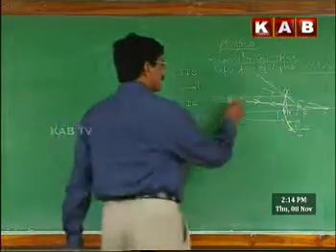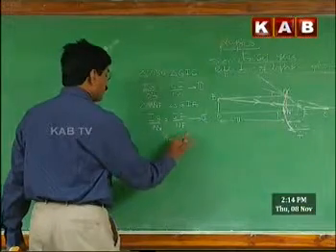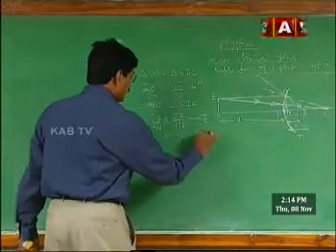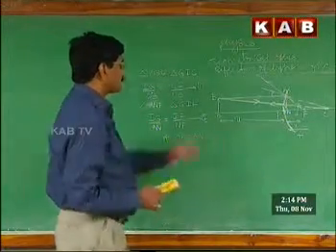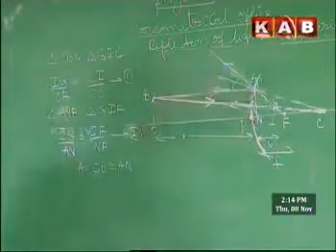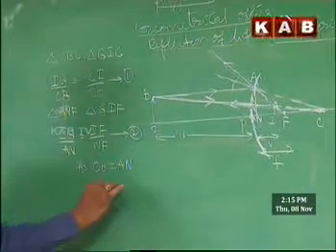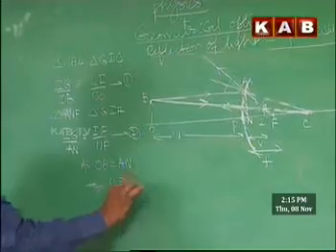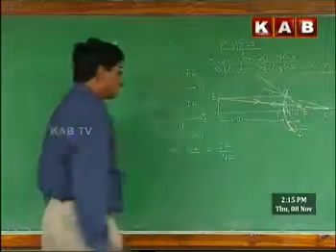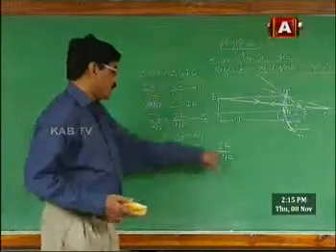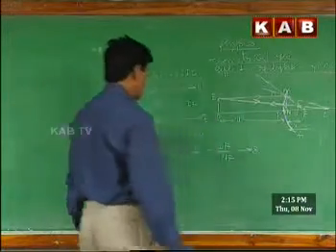But in this diagram, we observe AN and OB are equal, as OB is equal to AN, because they are opposite sides of the rectangle. We equate these two. From this, it implies CI by CO is equal to IF by NF. This is the equation we get, call it equation number 3.